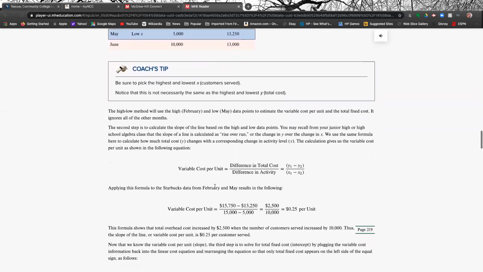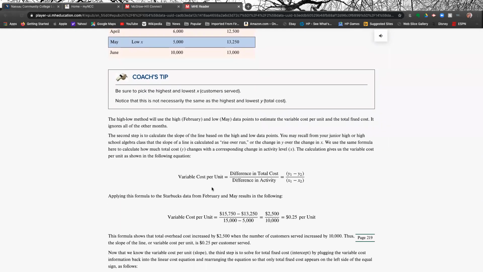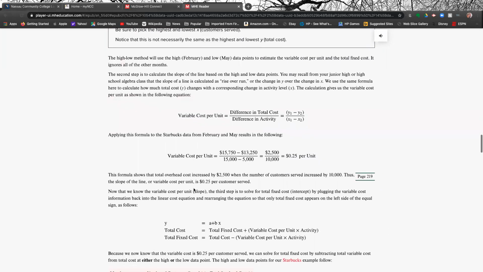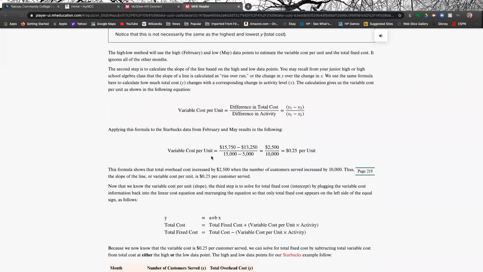What we're going to do is to subtract the low from the high, both total cost and activity. So for example, just to follow this illustration through, February was the high month, $15,750. The low month was $13,250. The difference, $2,500.